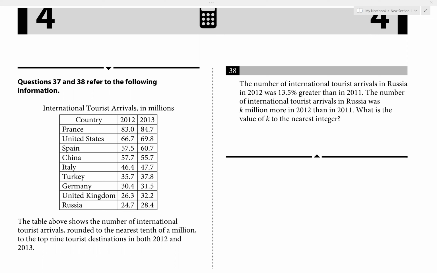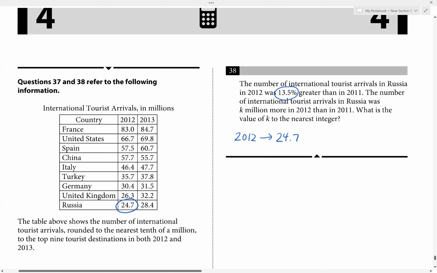Okay, so we know for Russia, in 2012, how many people we have? We have 24.7 for Russia, and this is the 2012 number. All right, and we know this number in 2012 was 13.5% greater than the number in 2011. And we want to solve for K, the number of tourist arrivals in Russia, which is K million more in 2012 than 2011.